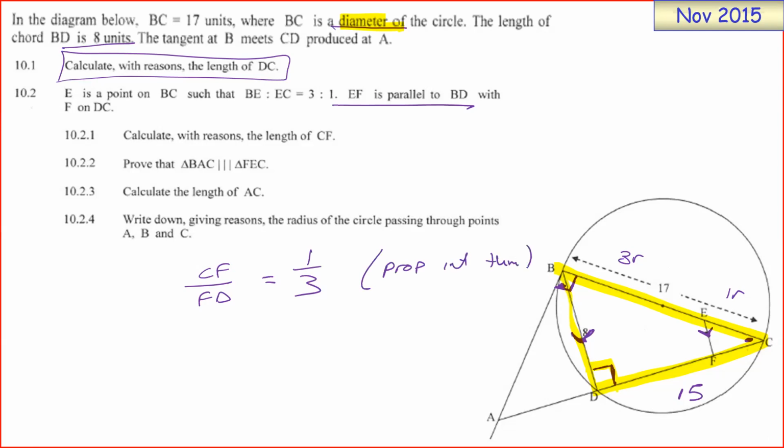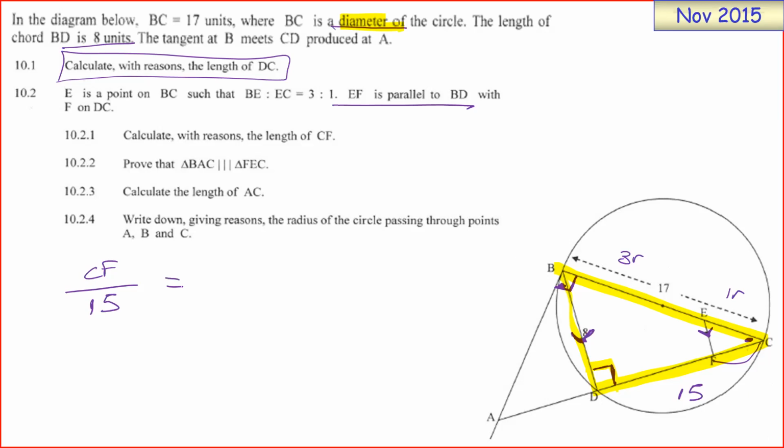But anyway, that's not the question. I'm coming to the question. The question is to find CF. So we're going to now go back and I'll start with this question. If the question is to find CF, we don't have FD, so we're not going to use FD. So we'll take the whole side, which is 15. We can say CF over 15 will be equal to, who can tell me what?